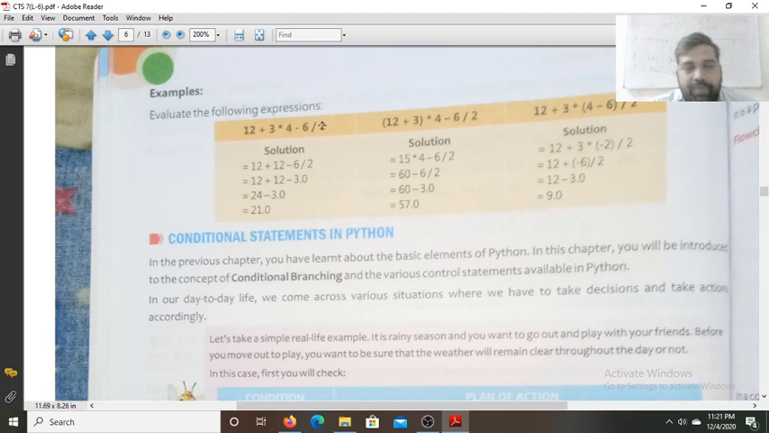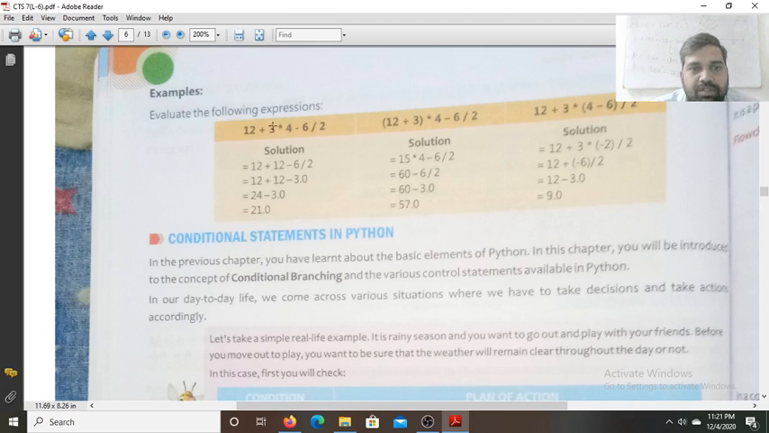Now according to the priority rule, the precedence rule, multiplication and division have the highest priority, highest precedence in comparison to plus and minus. Now see, both multiply and division have the same precedence. So here we will apply the left associativity rule. Going from left to right, the multiplication is encountered first, and after that the division. So first this multiplication operator will be removed.